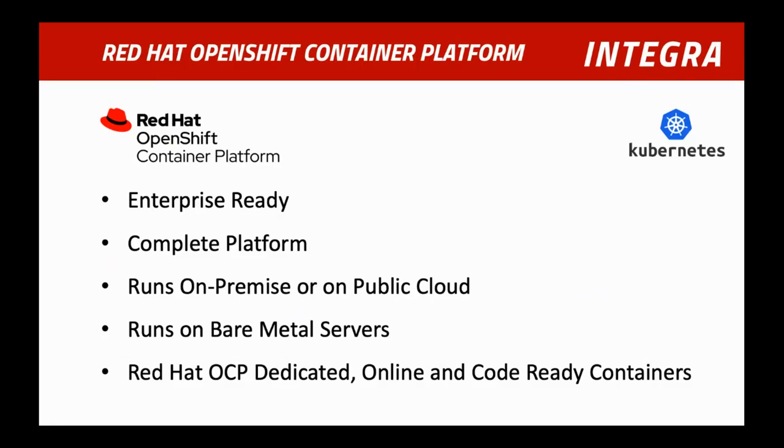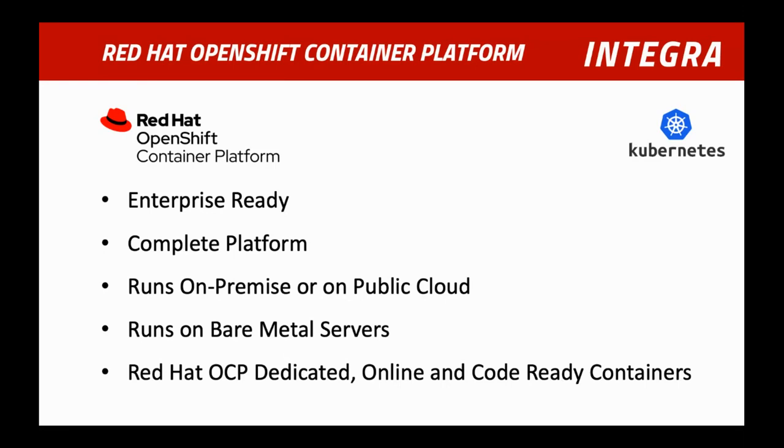OpenShift Container Platform is actually a complete hybrid platform. It provides out-of-the-box services such as a CI/CD pipeline, monitoring and logging tools, a built-in registry service, software-defined networking, and software-defined storage. All of these solutions are built on top of open source solutions so that there is no vendor lock-in.